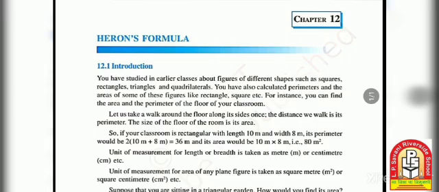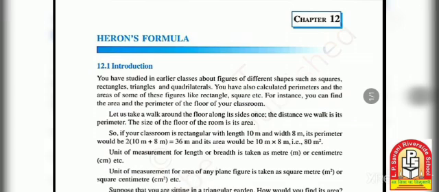Let's begin with Standard 9, chapter number 12, Heron's formula. In this chapter, we have to learn about one new formula which is given by the mathematician named Heron. He gives a formula to solve the area problem of the triangle. So let's start with the introduction of this chapter.